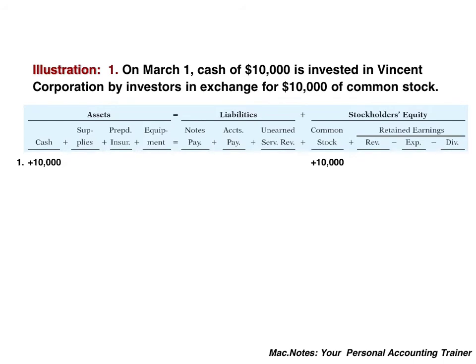Okay, to begin with, let's assume we're Vincent Corporation and we start business on March 1st. We start by the investors, the owners of the company, putting $10,000 into the company. That is, they put $10,000 into the bank account of the company, and the company issues them $10,000 worth of common shares. Again, two accounts are affected by this transaction: first of all, cash, and secondly, common stock. Now, what happens? Cash had a zero balance. It now has a $10,000 balance. It went up, obviously. Common stock, which was also zero, all these accounts were zero to begin with, because they've issued common stock, it too went up. Now, notice an increase on the asset side of the equation of $10,000 and an increase on the liabilities and shareholders' equity side of the equation. So we are still in balance by recording this transaction.